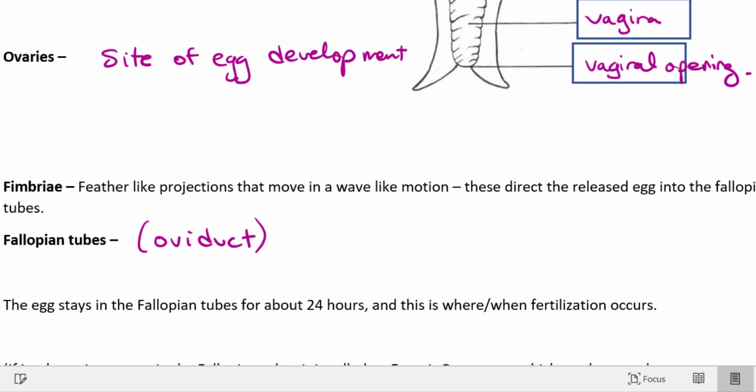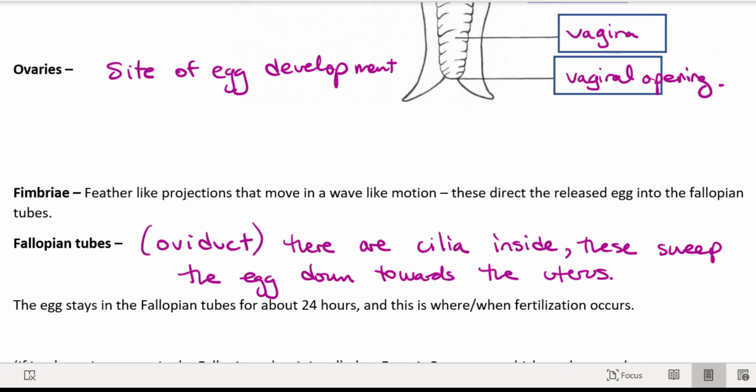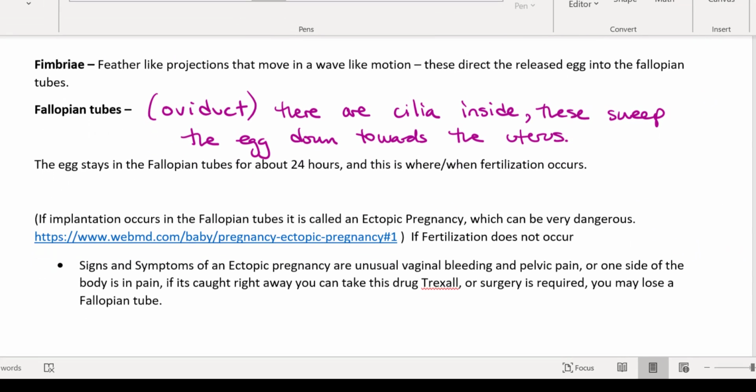And if a person has two ovaries, they're going to have two fallopian tubes, and inside the fallopian tubes there are cilia, and these sweep the egg down towards the uterus. Now, the egg is going to stay in the fallopian tubes for about 24 hours, and this is when and where the fertilization takes place.